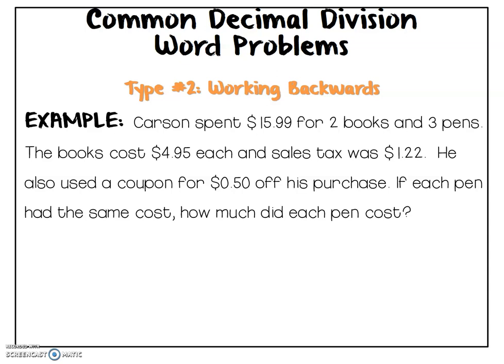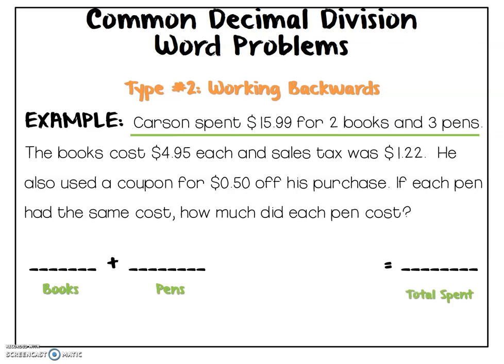Okay, so this is one of those questions that seems really overwhelming at the beginning, but it's also a really good reason to go line by line. And what I'm going to do is as we go line by line, I'm going to set up an equation so I can get all the pieces of my puzzle in one straight line. So the first sentence says Carson spent $15.99 for 2 books and 3 pens. That tells me that he bought books and pens, and I also know the total. The total amount he spent was $15.99, and I know so far he's bought 2 books and 3 pens.